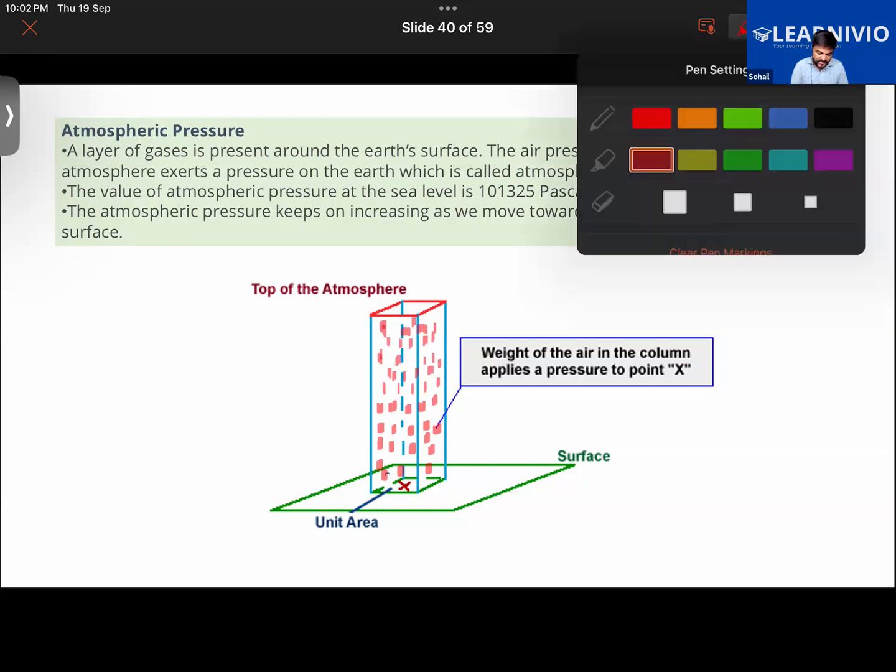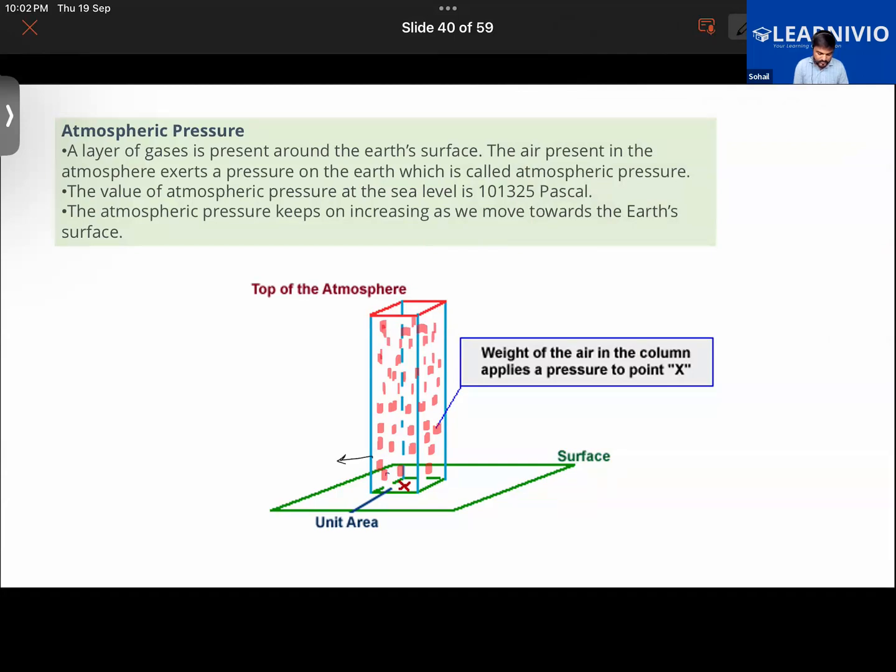Now, what is the composition of the atmosphere? We have different kinds of gases like nitrogen, oxygen, carbon dioxide, neon, argon, plus water vapor. These are the different gas molecules present in the atmosphere, and all of them have some kinetic energy, so they will be hitting this unit area with some force, and thereby they will apply some pressure on it.